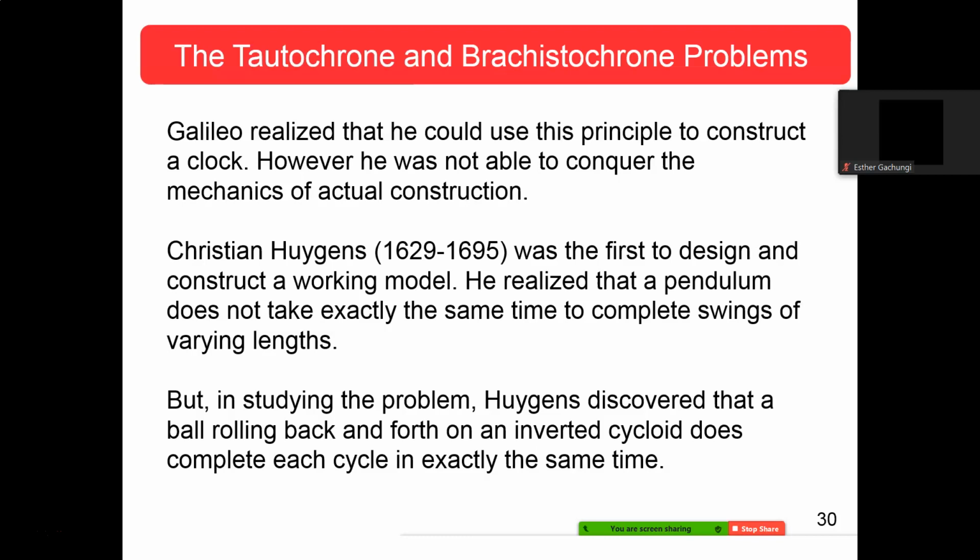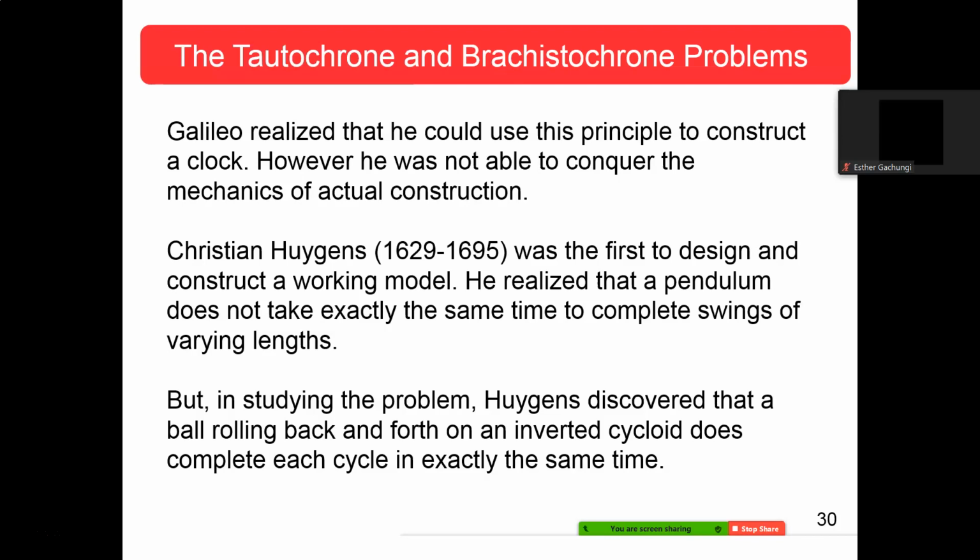Galileo realized he could use that principle to construct a clock. So Galileo not only was the one who started with Newton's first law, the principle of inertia, he also invented the first clock. He made a great improvement in the earliest telescopes, so you could see far better than you ever had before. He was not just a physicist, he was quite an engineer as well. However, he was not able to conquer the mechanics of the actual construction.